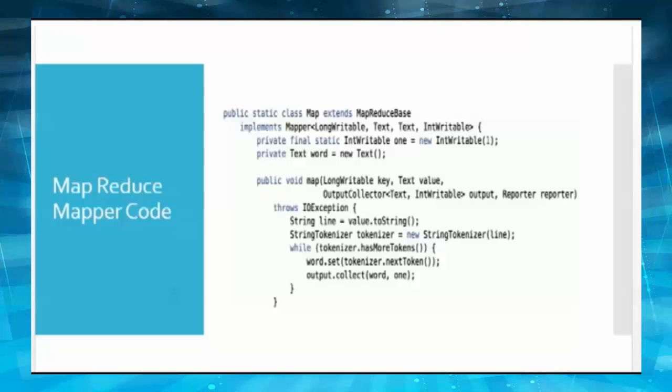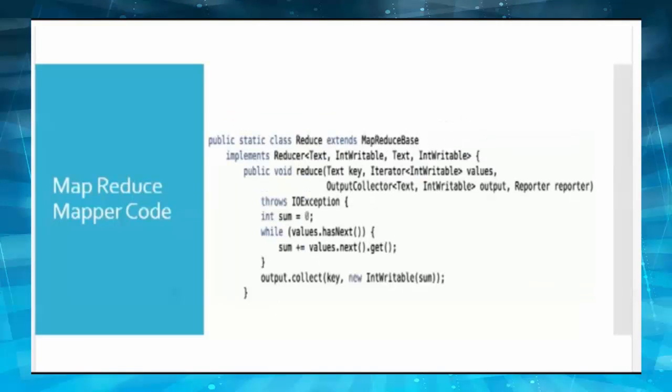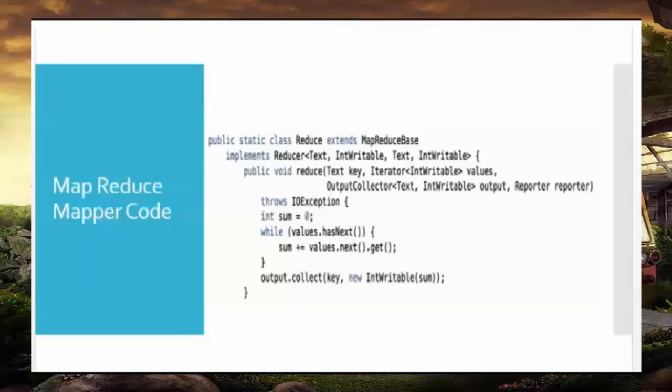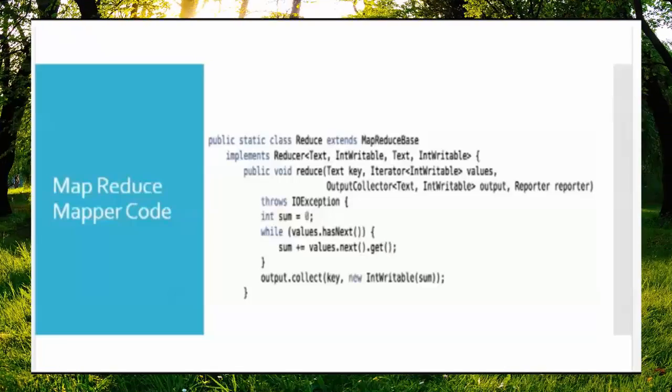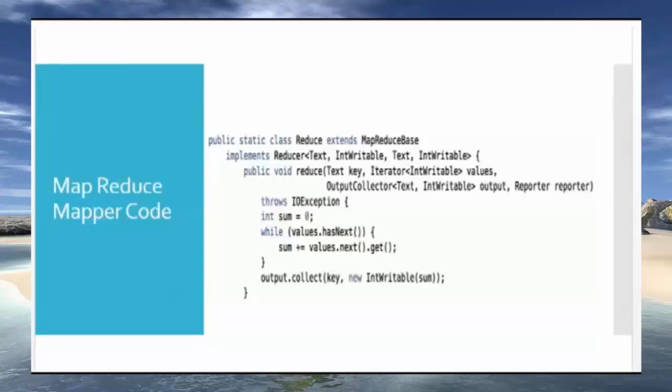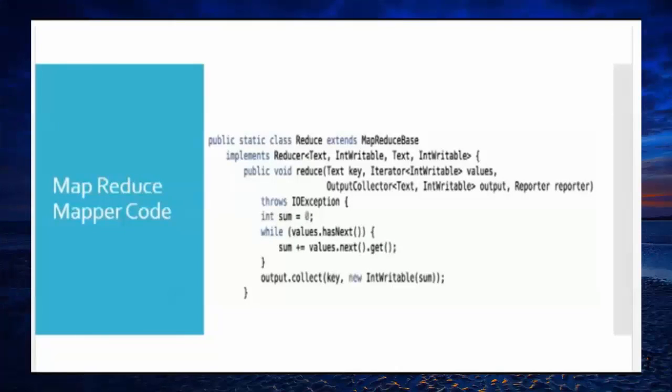So the next part of this is the reducer code. Again, we have a public static class Reduce, which extends the MapReduceBase, and it implements a Reducer, taking Text and IntWritable and Text and IntWritable. And it implements the public void reduce method, taking a Text key, an Iterator of IntWritable values, the OutputCollector of Text and IntWritable, the Reporter, and throwing the IOException.